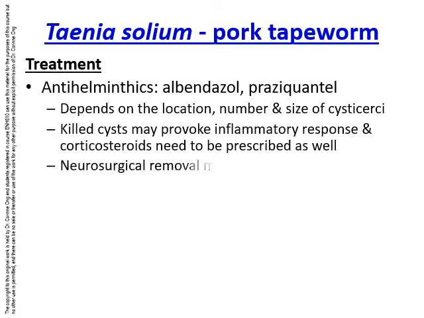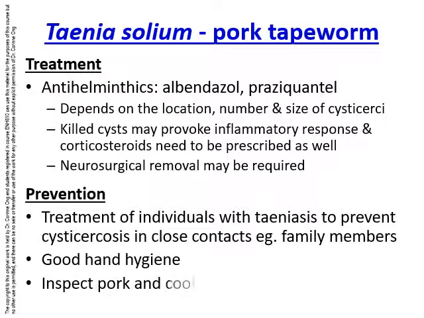Pork tapeworm infections can be treated with anti-helminthics. Depending on the location, number, and size of cysticerci, corticosteroids may need to be prescribed as well, because killed cysts may provoke inflammatory responses. Neurosurgical removal may also be required in the case of neurocysticercosis.